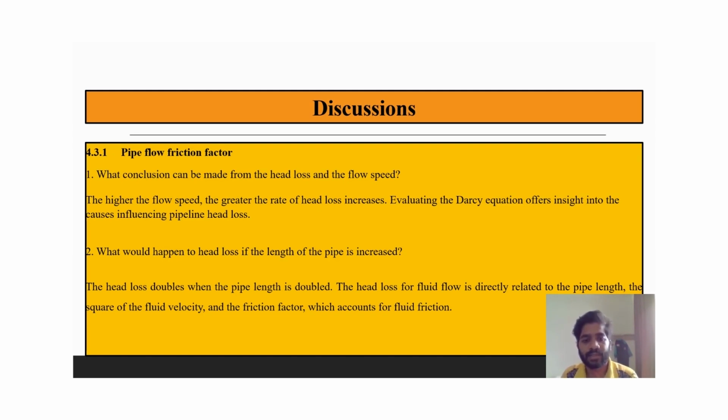The second question is what would happen to the head loss if the length of the pipe is increased. You can say the head loss doubles when the pipe length is doubled as well. The head loss is directly related to the pipe length, the square of the fluid velocity, and the friction factor, which accounts for the fluid friction.